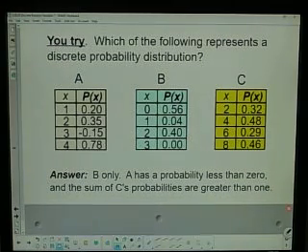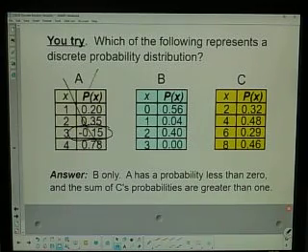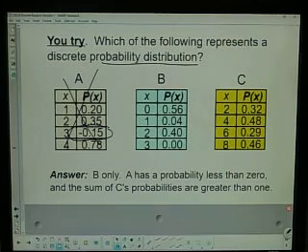B is the only one that represents a discrete probability. A has a probability in it that's less than 0. There's no probability that's negative, okay? So that eliminates this as being a probability distribution. C, all the probabilities, they total up greater than 1. If you add all those up, you're going to get a number that's greater than 1. So adding these, they're all between 0 and 1, and totaling them up makes a total of 1.